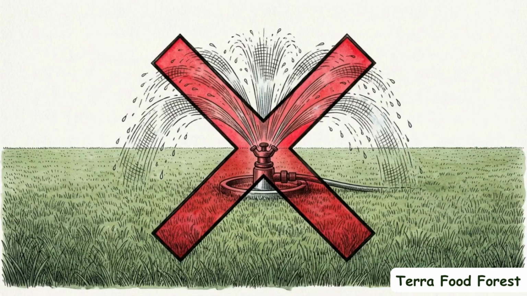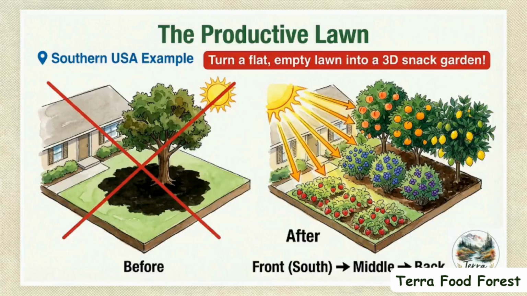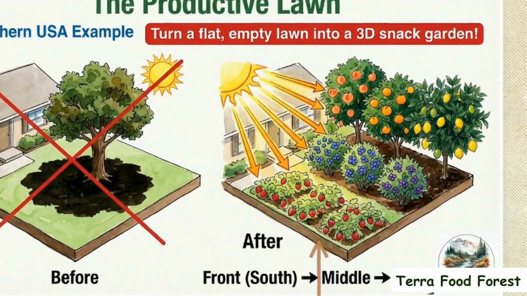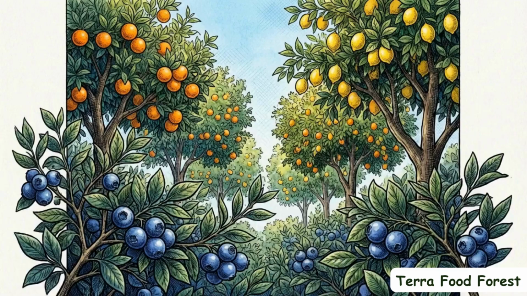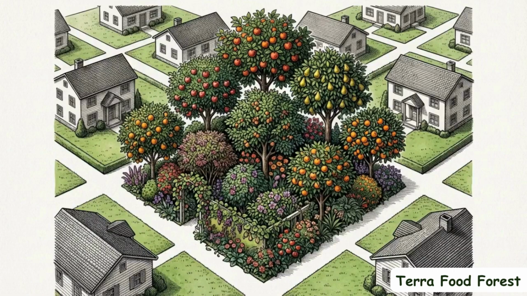Now, we scale that exact same logic up to a high-maintenance, resource-draining residential lawn. This illustration shows how to turn a flat, empty yard into a three-dimensional snack garden. You establish your front line by planting strawberries at the southern sunline. As you move away from the light, you stack upward. You plant berry bushes in the middle and finish with tall peach or citrus trees at the rear boundary. Applying the theater rule transforms a stagnant patch of grass into an efficient food generator where every plant has its own front row seat.